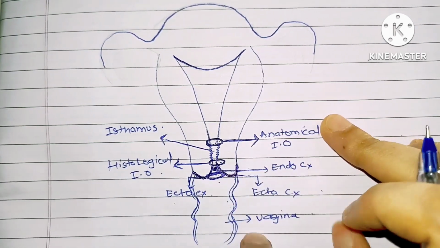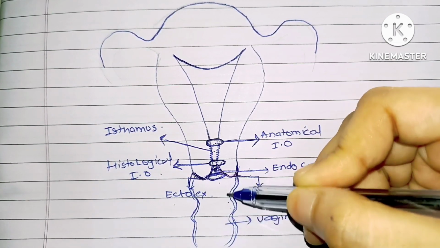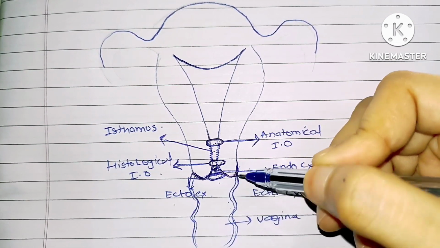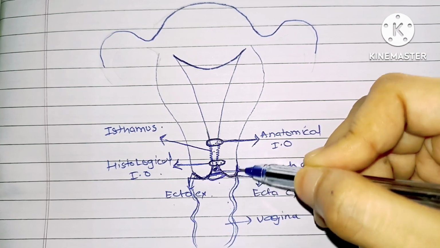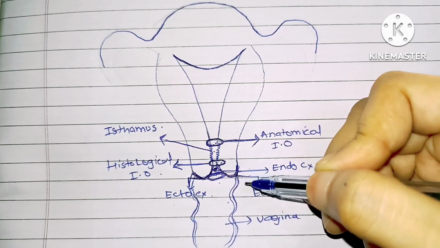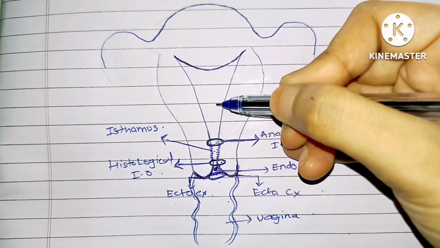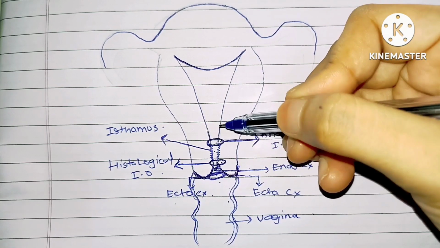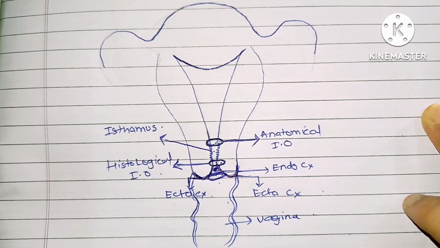How will you remember this? As I have said earlier, the vagina is lined by squamous epithelium. So the part of the cervix which is protruding into the vagina will also be lined by squamous epithelium. Now the endocervix, as it is more internal to the uterus, and the uterus is lined by columnar epithelium, so this part will also be lined by columnar epithelium. I'm making you understand this so that you can all easily remember.